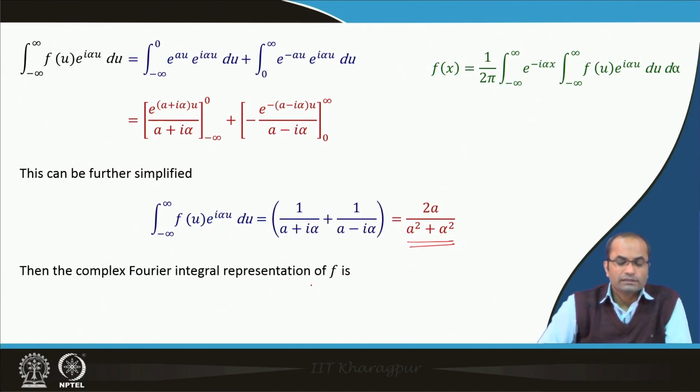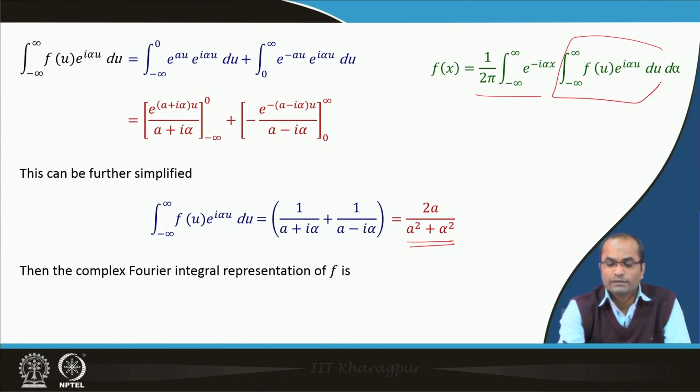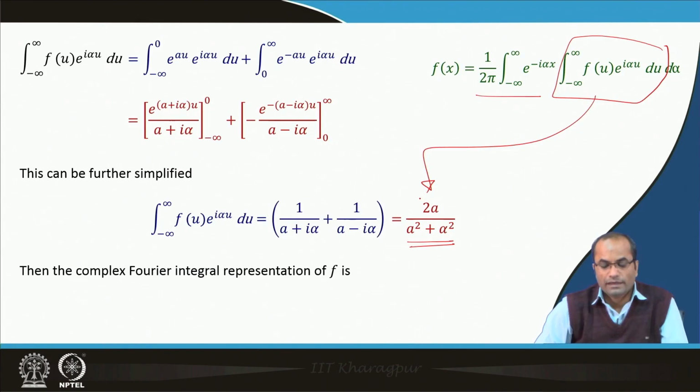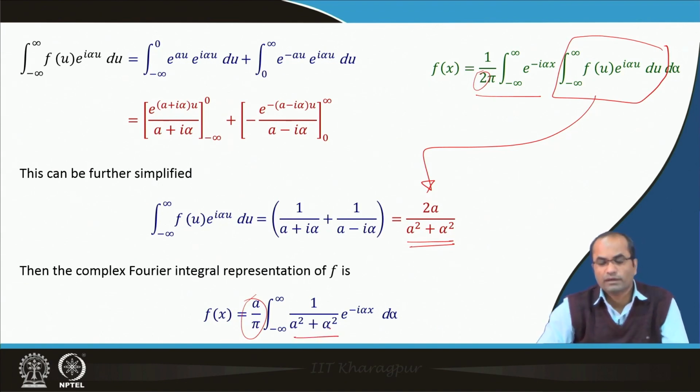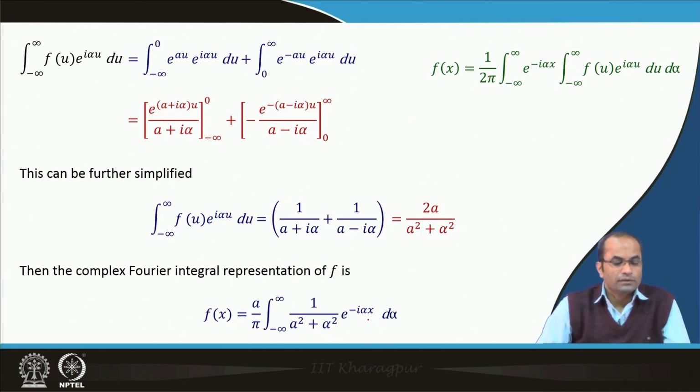And then the complex integral representation of f, which was given in this form. We have already evaluated this integral, the value is 2a over a square plus alpha square. So we can substitute that. This 2 will get cancelled with the 2 pi, so we have a over pi outside, and then 1 over a square plus alpha square, e power minus i alpha x, d alpha. So this is the complex representation of this Fourier integral.